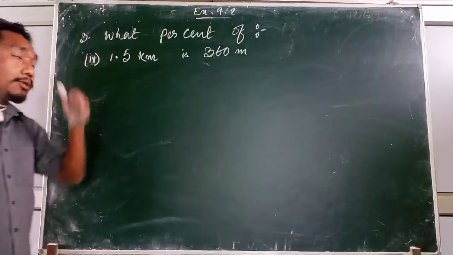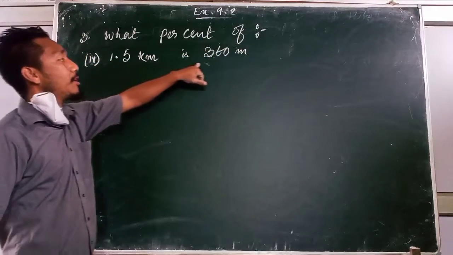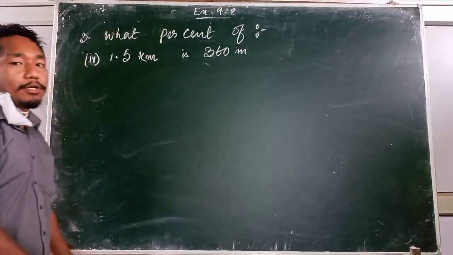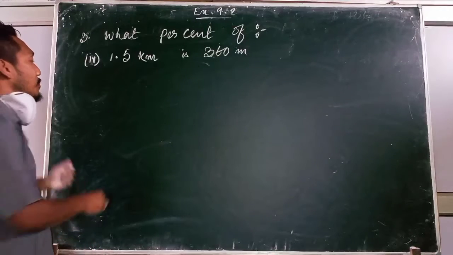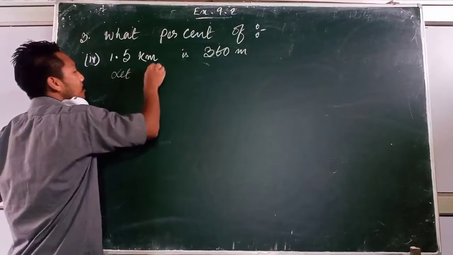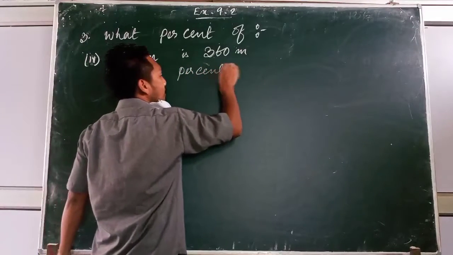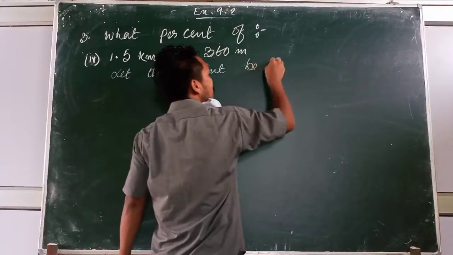So let's go to the next question, that is what percent of 1.5 kilometer is 360? So we don't know the percentage. So let us consider, let the percent be x.